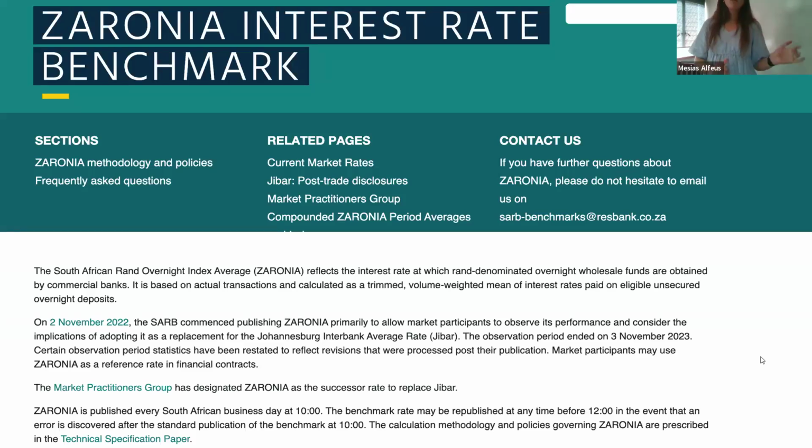And all the information on this new interest rate is available on the SARB's website, all the rates, all the data as well. So jumping right into it, we see that ZARONIA, which is the South African Rand Overnight Index Average, started to be published on the 2nd of November 22, and before that we had ZARONIA proxies, which were just estimates. And ZARONIA is published at 10 o'clock every day, as well as the other benchmark rates.